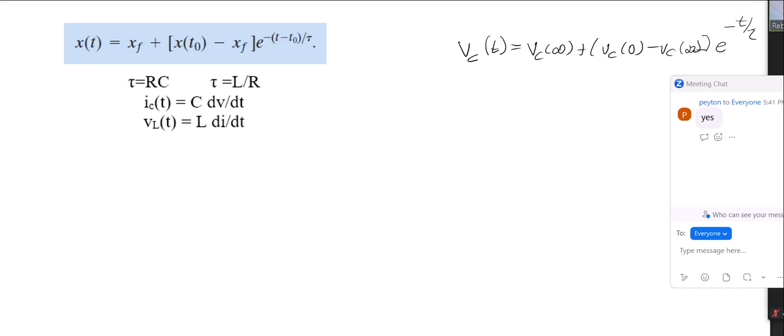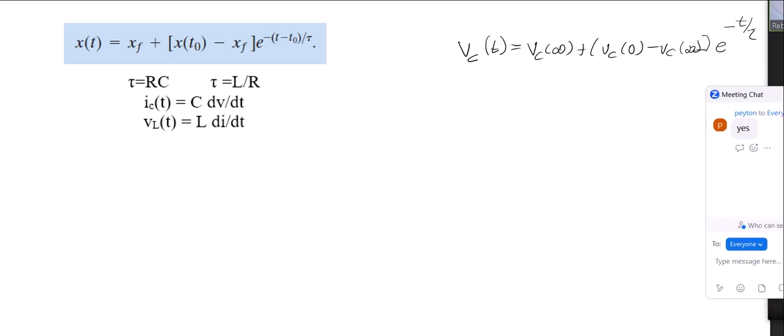Okay, so you have this formula for the voltage across a capacitor, and you know that the current across a capacitor is C dV dt, so you can get that, and that is often how I do it. And you have a similar formula for the current across an inductor, but this formula right here is kind of a general formula for a first order circuit.